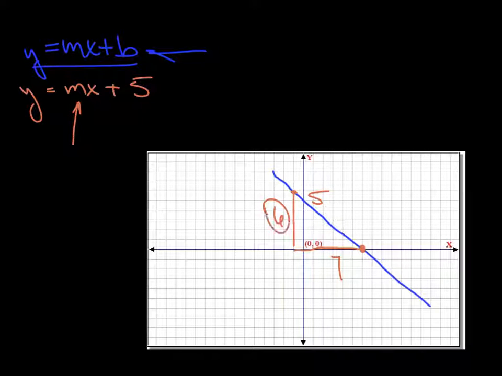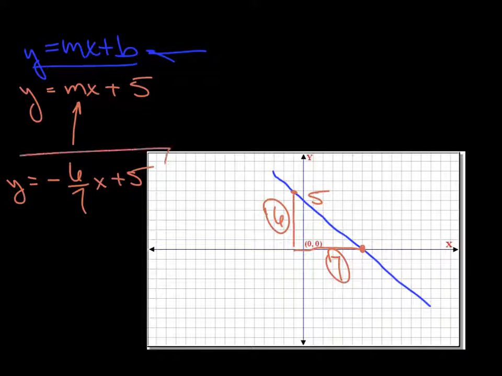Okay, then it's always the up and down, the y value, over the x value. 6 over 7. Now is it going downhill or uphill? It's going downhill, so it's a negative. X plus 5, and then our y. There's the equation of that line.